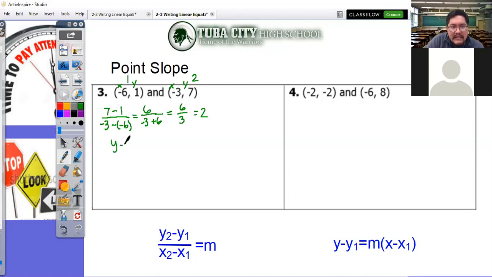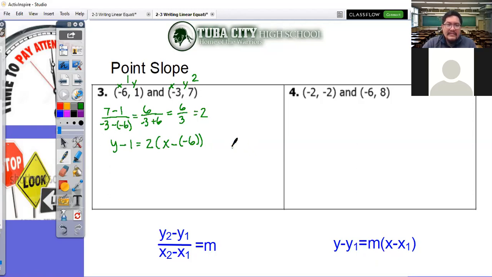So I'm gonna go ahead and plug it in. So y minus, and then take the 1 here, because that's the one we need. And our slope is 2, right? The slope is 2, x minus 1, which in this case is gonna be negative 6. All right, there we go.